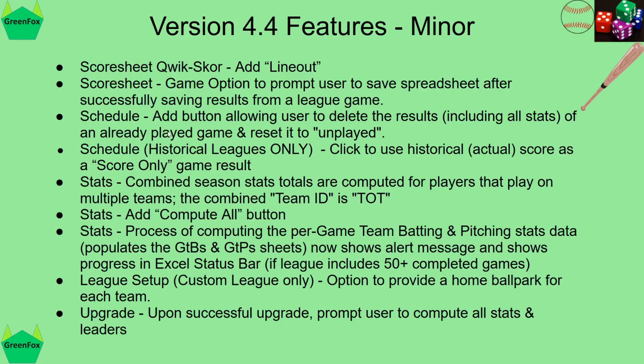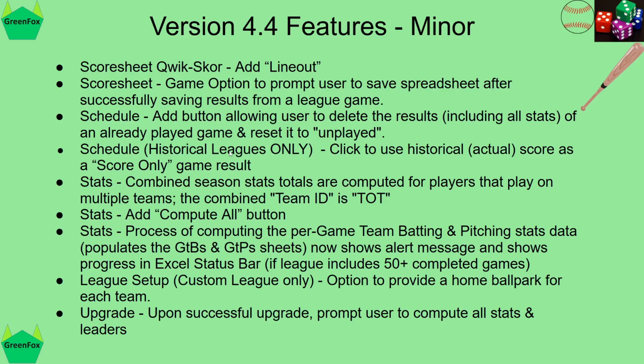start looking at these minor features. I'll just kind of talk through them quickly, and then we'll go and look at them. So there's a tweak to the quick score, adding a line out. That's just my own personal pet feature. There's the game option to save, which we talked a little bit about already. The ability on the schedule to delete the results for a game. That was a feature request from a user.